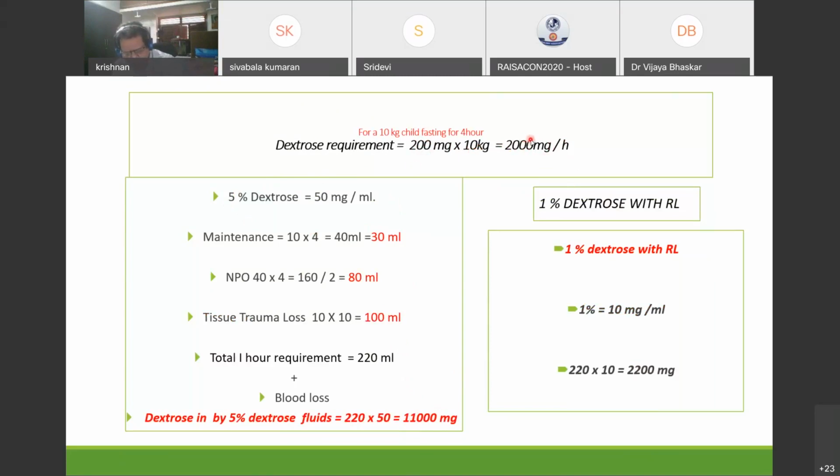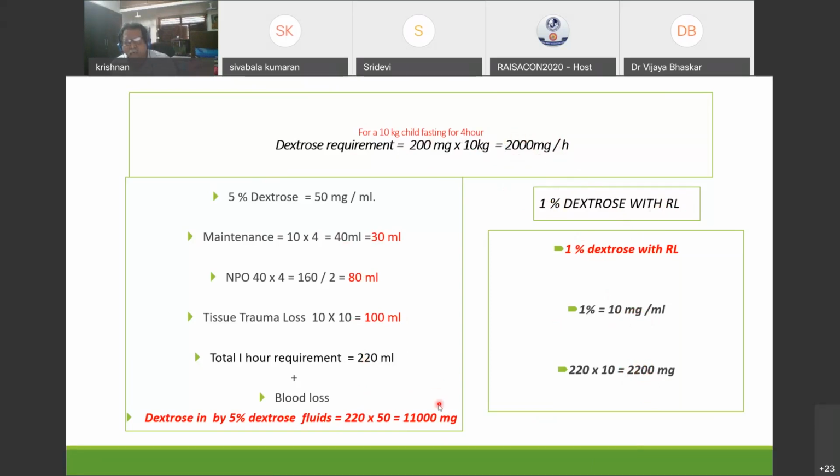So the patient's blood will be thick with sugar. Okay, patient will be a sweet child. So we don't want that sweet child because that sweet child will give you lots of problems. We'll discuss later. What we give is you can give a 1% dextrose with Ringer lactate. 1% dextrose contains 10 milligram per ml. So if we give this particular fluid 220 ml, we are going to give only 2,200 milligram, which is roughly near what is the dextrose requirement for a 10 kg child.